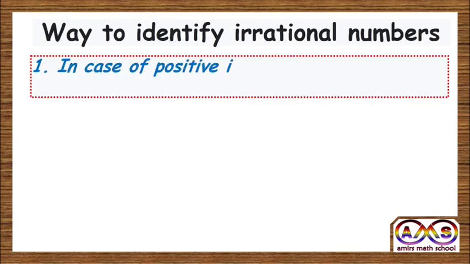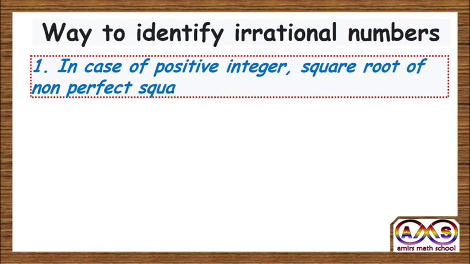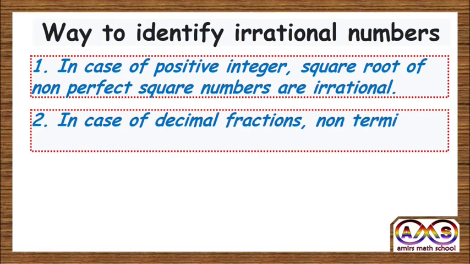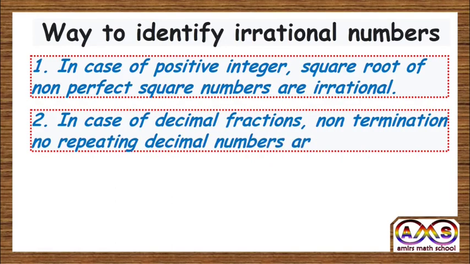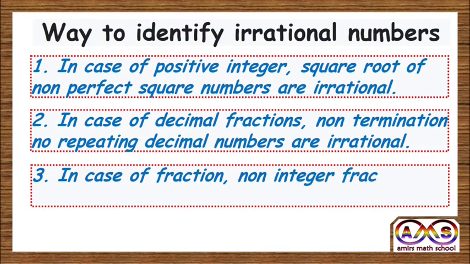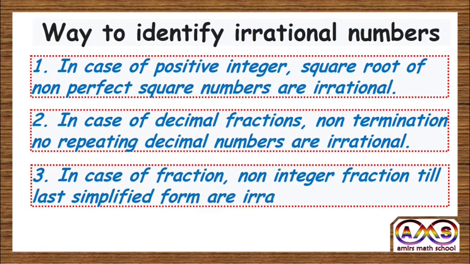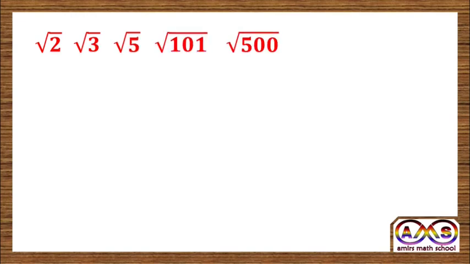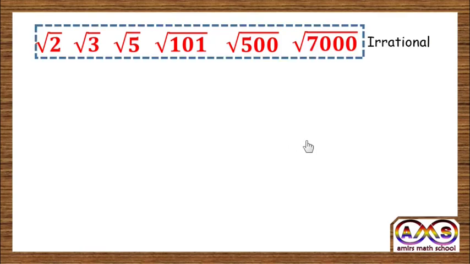Now let's see the ways to identify irrational numbers. Number 1, in case of positive integers, square roots of non-perfect square numbers are irrational. Number 2, in case of decimal fractions, non-terminating, non-repeating decimal numbers are irrational. Number 3, in case of fractions, non-integer fractions in the last simplified form are irrational. Now, square root of 2, square root of 3, square root of 5, square root of 101. In all these cases, the numbers under the square root are non-perfect squares.